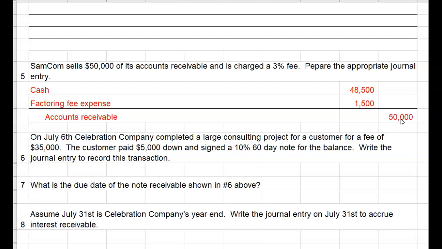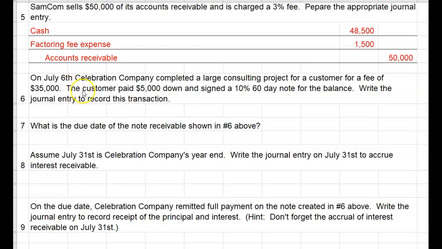But the company did not receive $50,000 for those receivables. It received only 97% of the $50,000 because it had to pay a 3% fee. So $50,000 times 97% is $48,500 cash received for the receivables, and the difference is charged to an expense account. In this textbook, they call it factoring fee expense, debit factoring fee expense for $1,500.